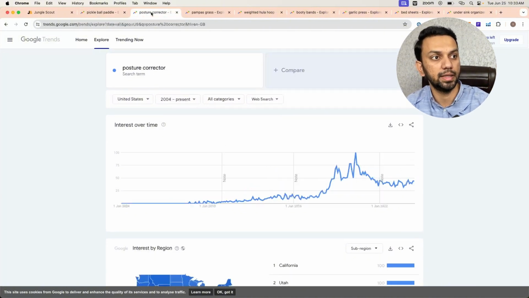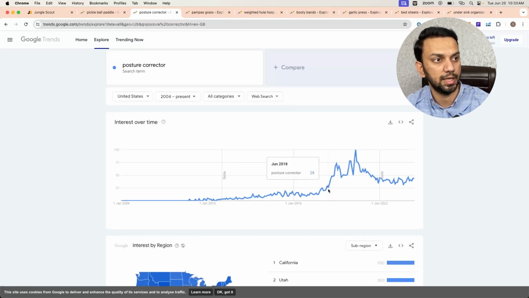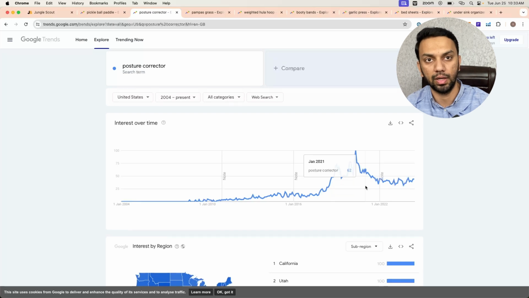Another example is this posture corrector. This product got famous in 2018 precisely. It started picking up the hype in 2018, then from mid 2018, it stayed on top till around 2021. So around 2.5 or 3.5 years, you can say. And someone who launched in this time period, it has worked amazingly for them.